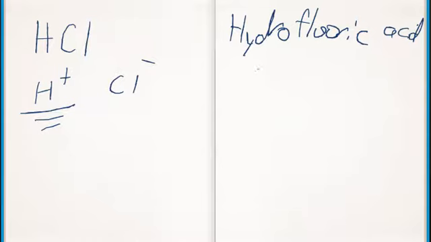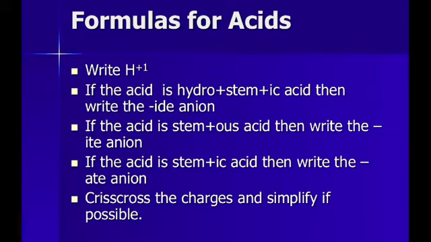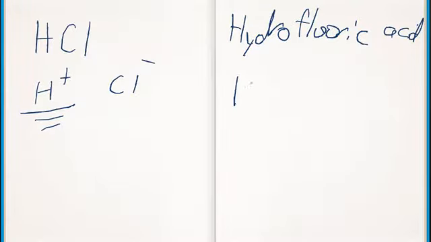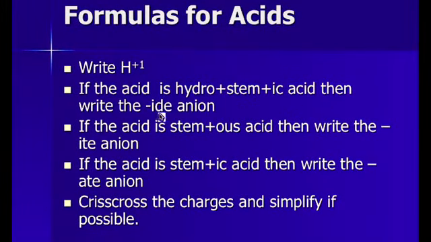So how would you write the formula for hydrofluoric acid? Well, first thing we want to do is write H plus 1, because all acids give off H's. The second step, we have to decide what kind of acid it is. Is it a hydro plus stem, so hydrochloric, or is it chlorous, or is it chloric? In our case, it's hydrofluoric acid. Then after the H plus, we want to write the ide anion.